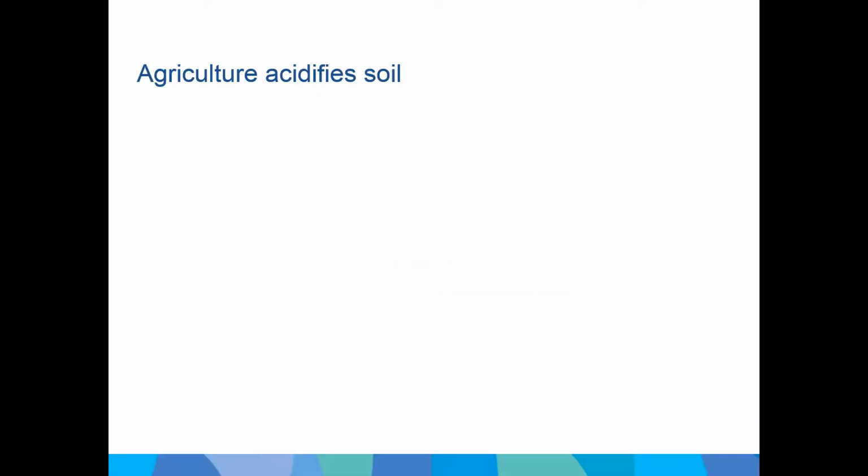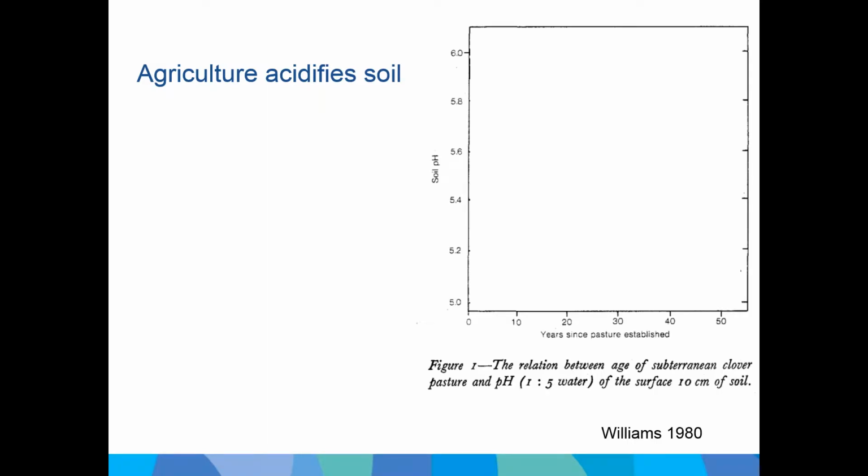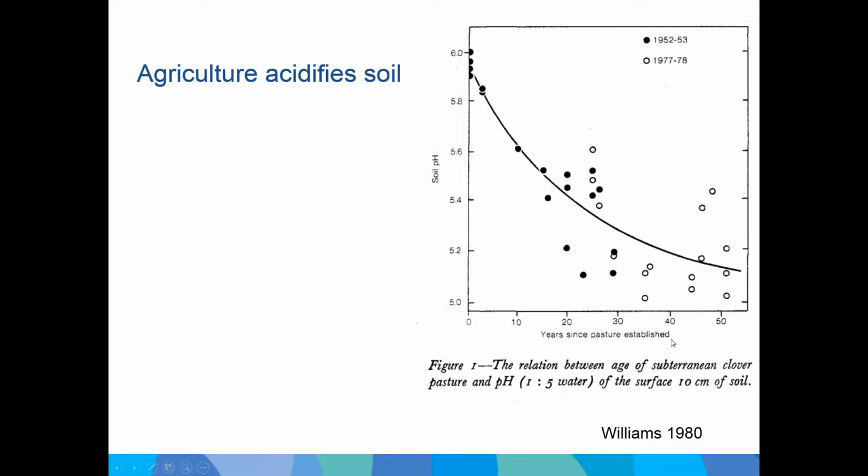So we know full well that agriculture acidifies soils, and I just want to show some data here by Williams. We've got on our y-axis here soil pH and years since pasture was established, a sub-clover pasture, from 0 right up to 50. What has basically happened is over that time, soil acidifies due to agricultural production. Why I chose this set of data is because it actually includes a bunch of work that was done in the 40s and 50s, and then continued on into the 70s.